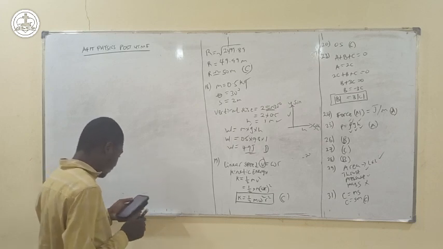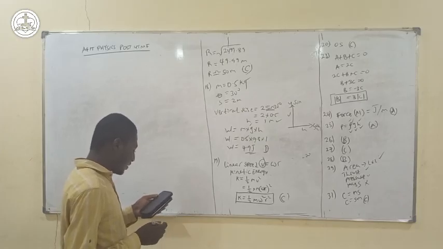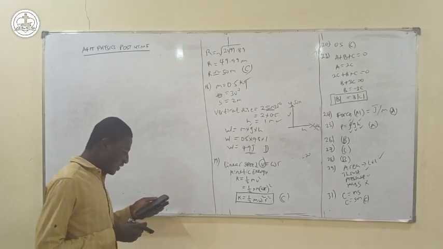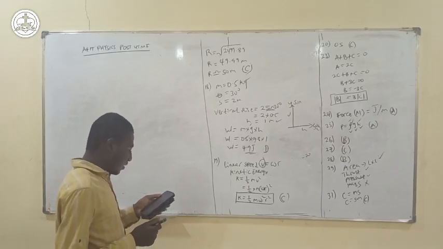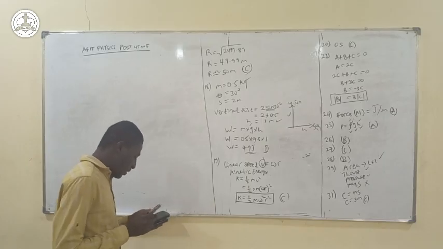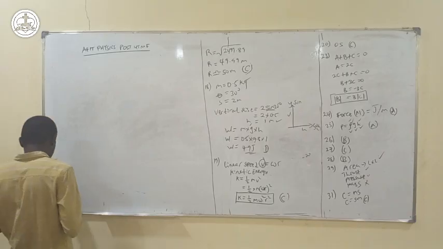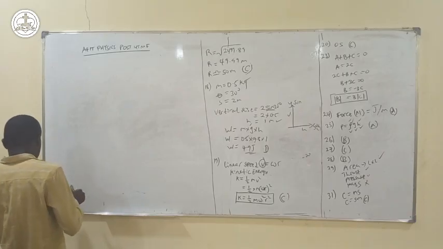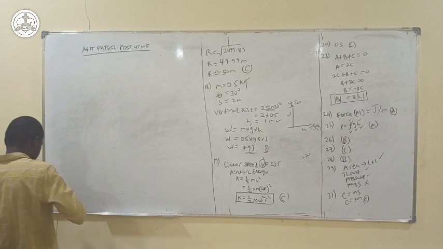So question 34. A piece of copper wire of length 100 centimeter at 30 degrees Celsius is heated to 120 degrees Celsius. If its linear expansivity is 41.8 times 10 to the minus 6 per K, its new length is what? This is linear expansivity. So for the copper wire, length at 30 degrees Celsius is equal to 100 centimeters.